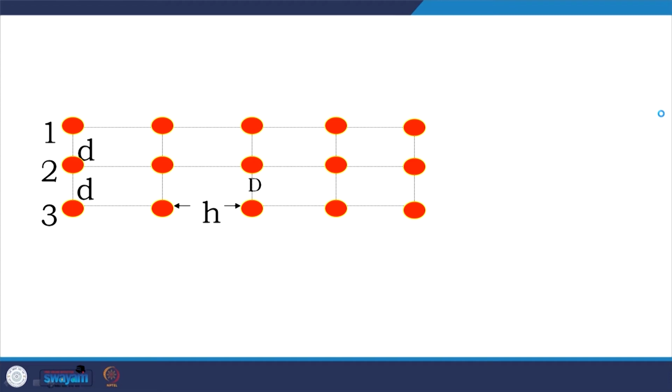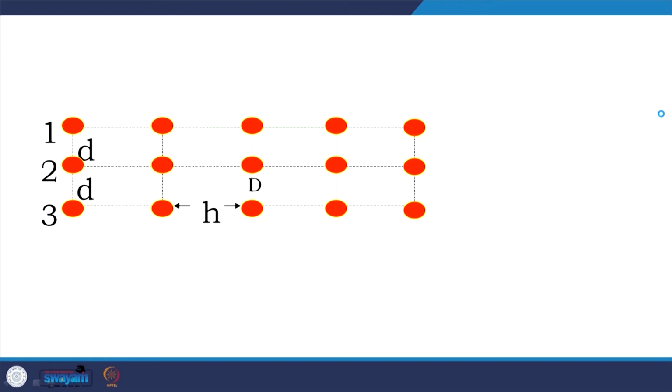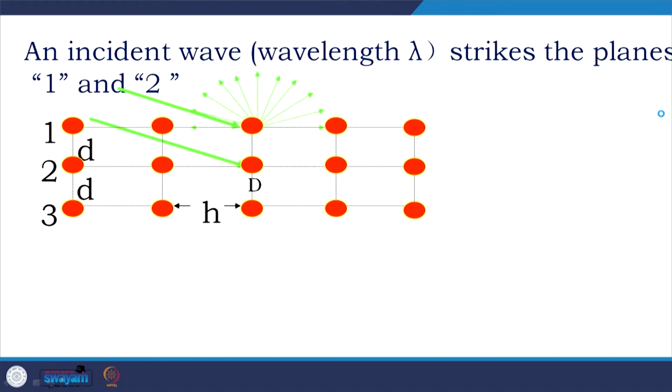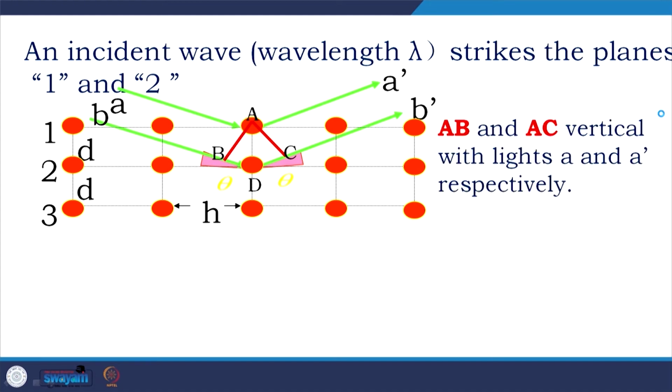If instead of a crystal, which makes the thing complex, you consider incident planes: an incident wave with a certain wavelength strikes planes 1 and 2. As in a crystal, every plane is equidistant and the distance is d. They come and they are reflected. The angle is theta and the path distances are AB and AC.